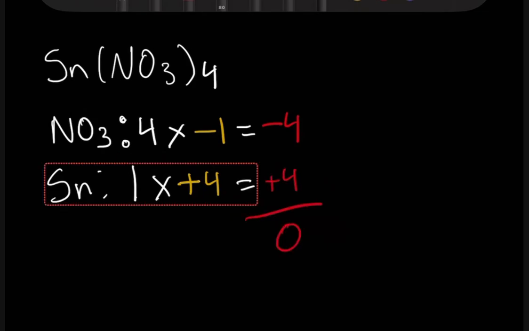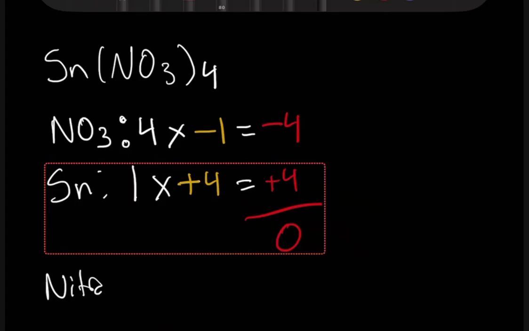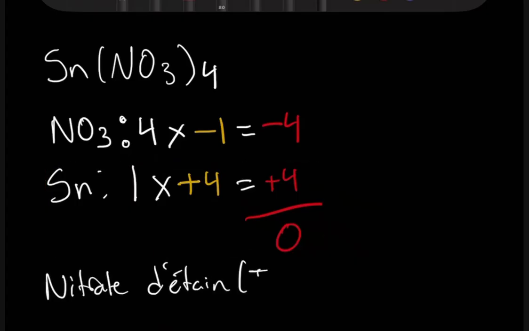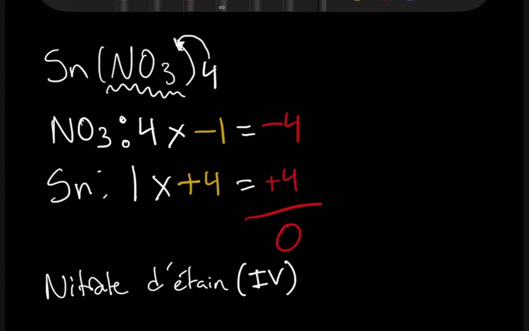I think you got it. Let's see, nitrate d'étain, and 4. Yeah, perfect. Very good. Nice. You're doing really good now. At the beginning, it was a little shaky, right? Because it's hard to remember that this guy is all one thing, because it's an ion, and you don't need to change the name, right?